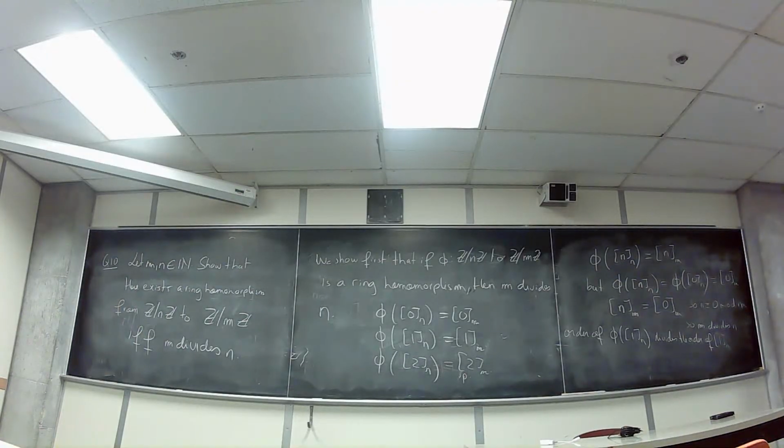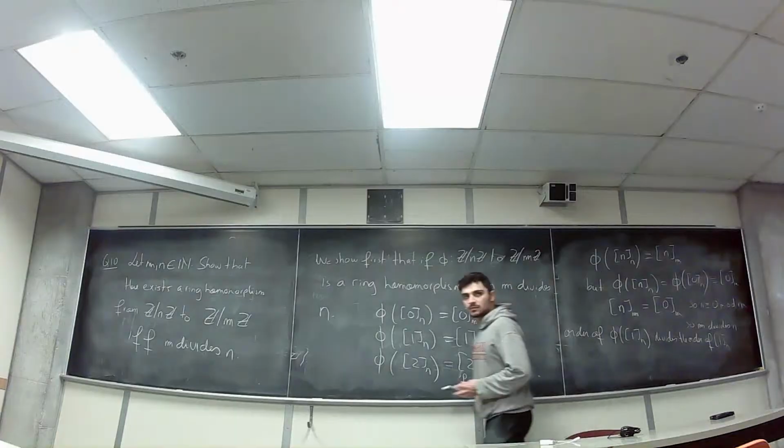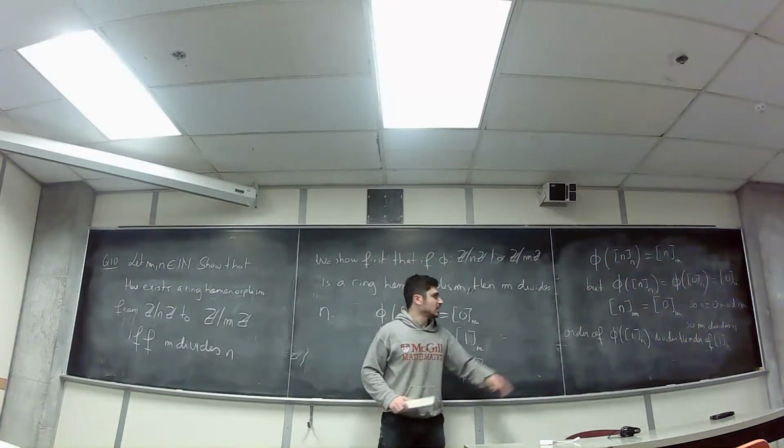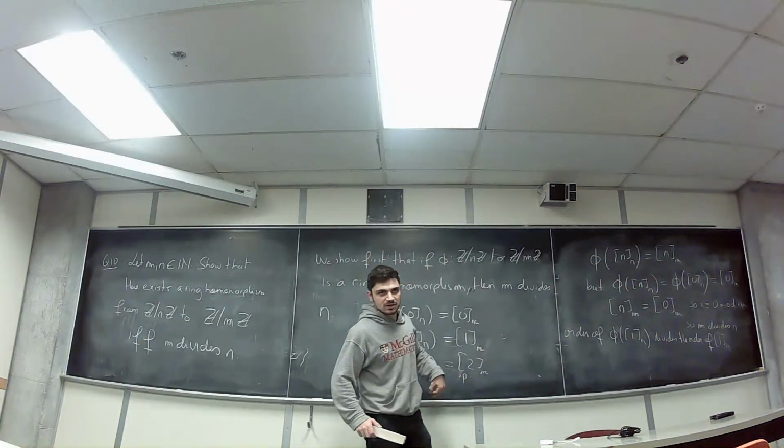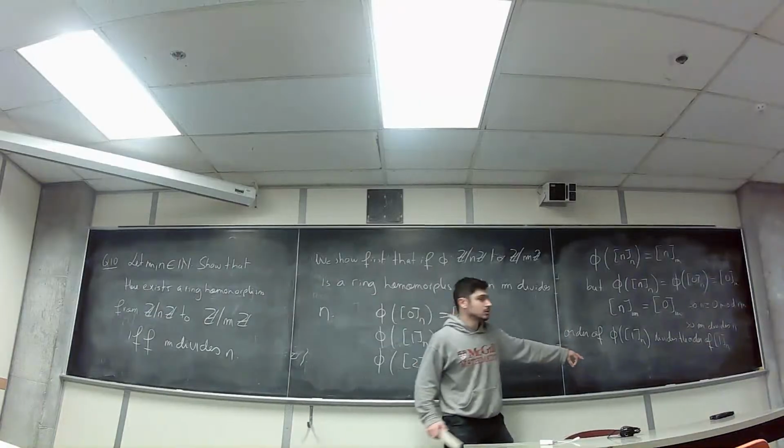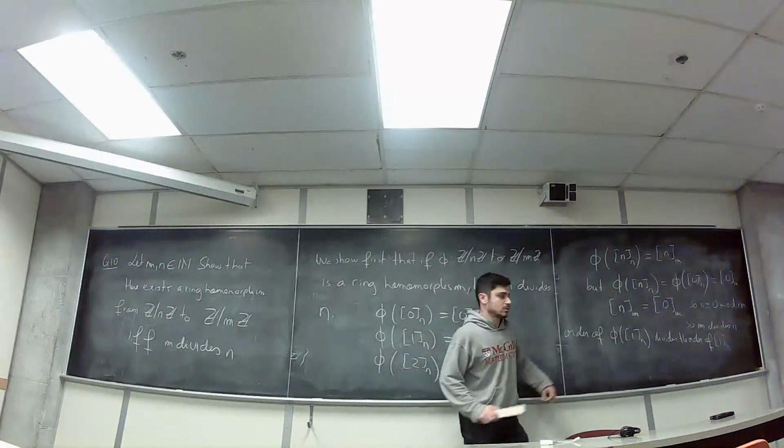What's the order of phi of 1 mod n? This is just n divides the order of 1 mod n, which is n. If you're comfortable with group homomorphisms, you can do that as well. It's very quick, but I'm kind of reproving the statements here. Okay, you see that?